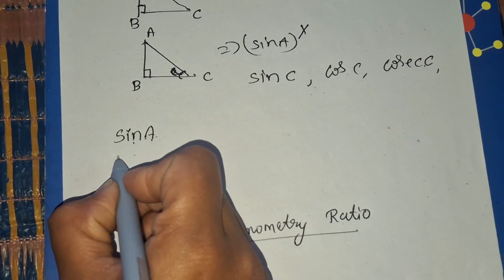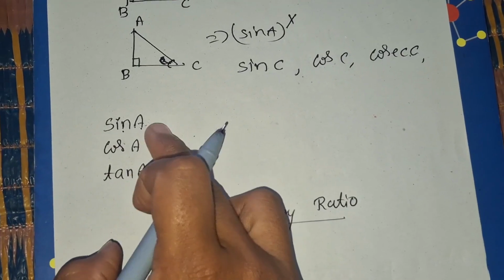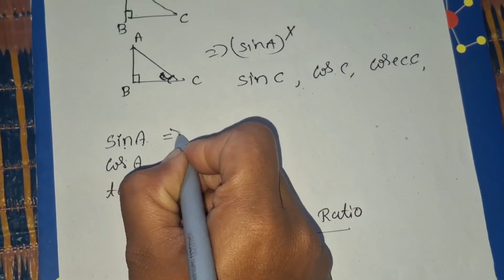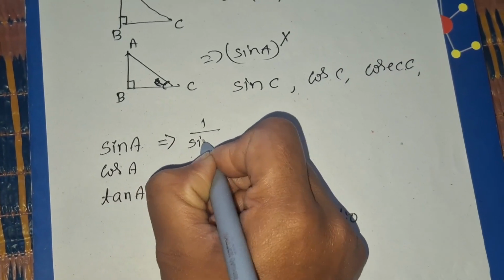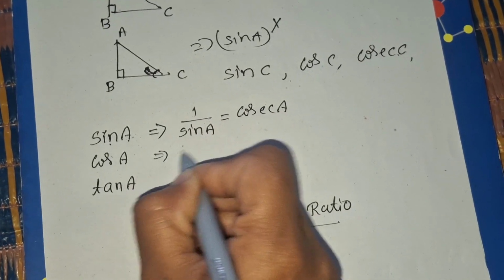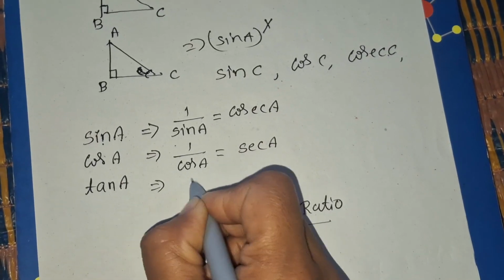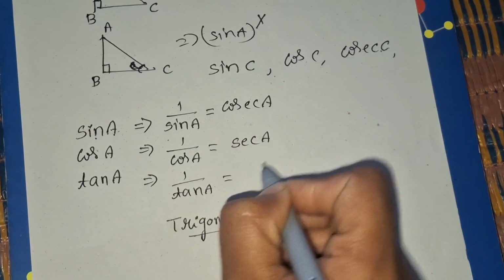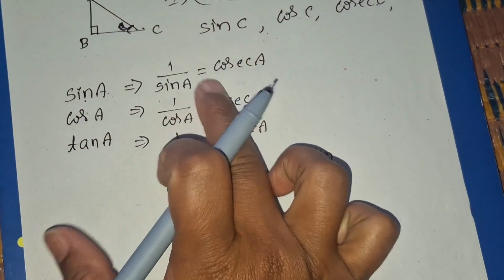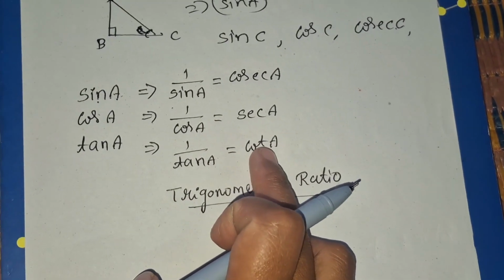So sin A, then next ratio is cos A, then next ratio is tan A. Using these 3 ratios or 3 functions, we make another 3 functions. How to make? Suppose 1 by sin A is what? 1 by sin is nothing but cosecant A. 1 by cos A is equal to secant A. 1 by tan A is equal to cot A. This is very important throughout this chapter.